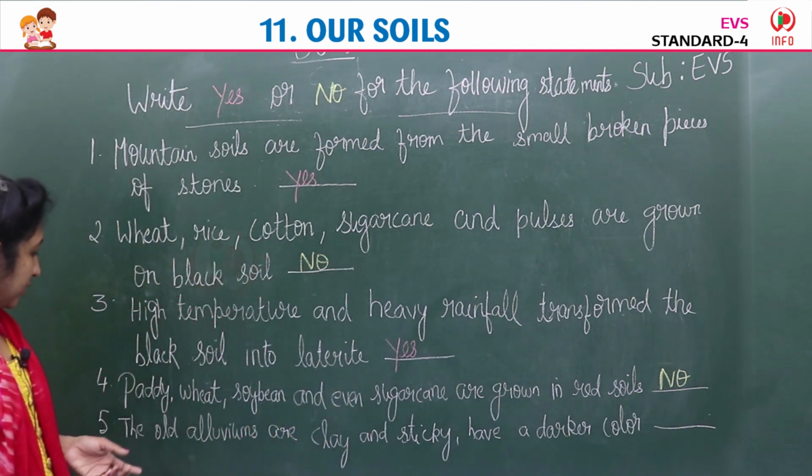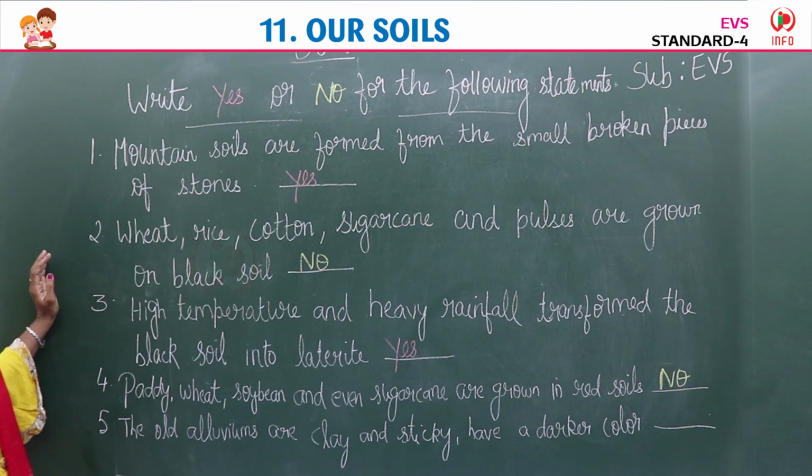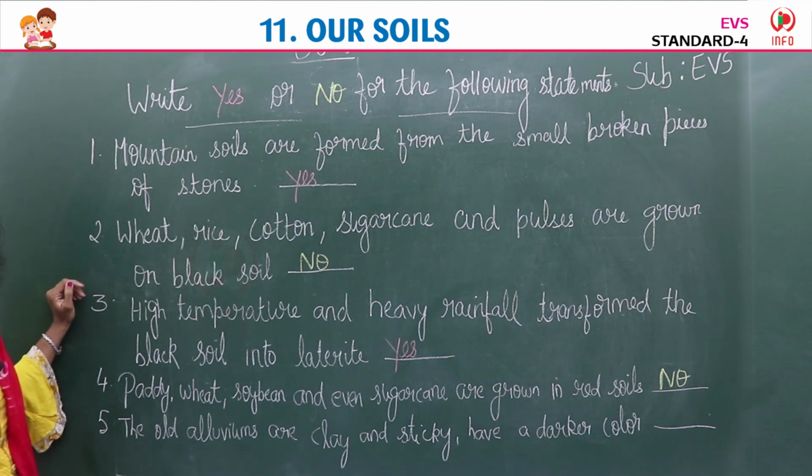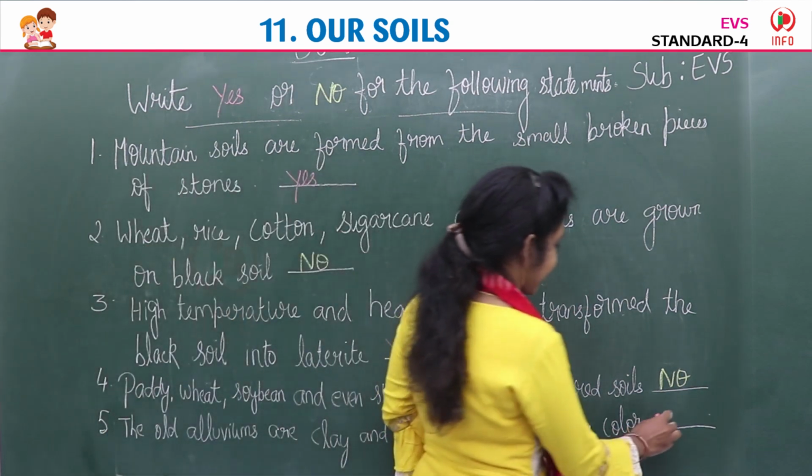So the last statement is, the old alluviums are clay and sticky, and have a darker color. Is this statement right or wrong, children? Old alluviums are clay and sticky, and have a darker color. The answer is yes.